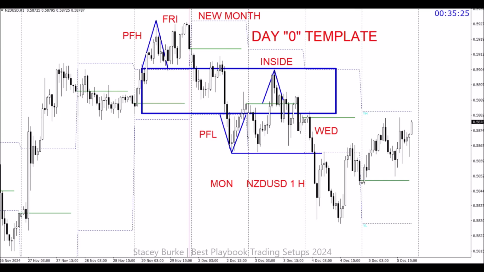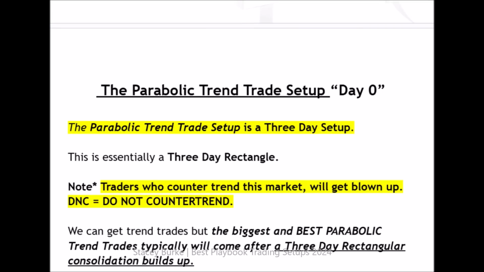A day zero template on the New Zealand dollar. Now, you've heard me speak about the day zero template. Looking for new weeks or new months, this is where we'll often see this template. And that is a larger 3-day rectangle that forms. Page 84 in the playbook.